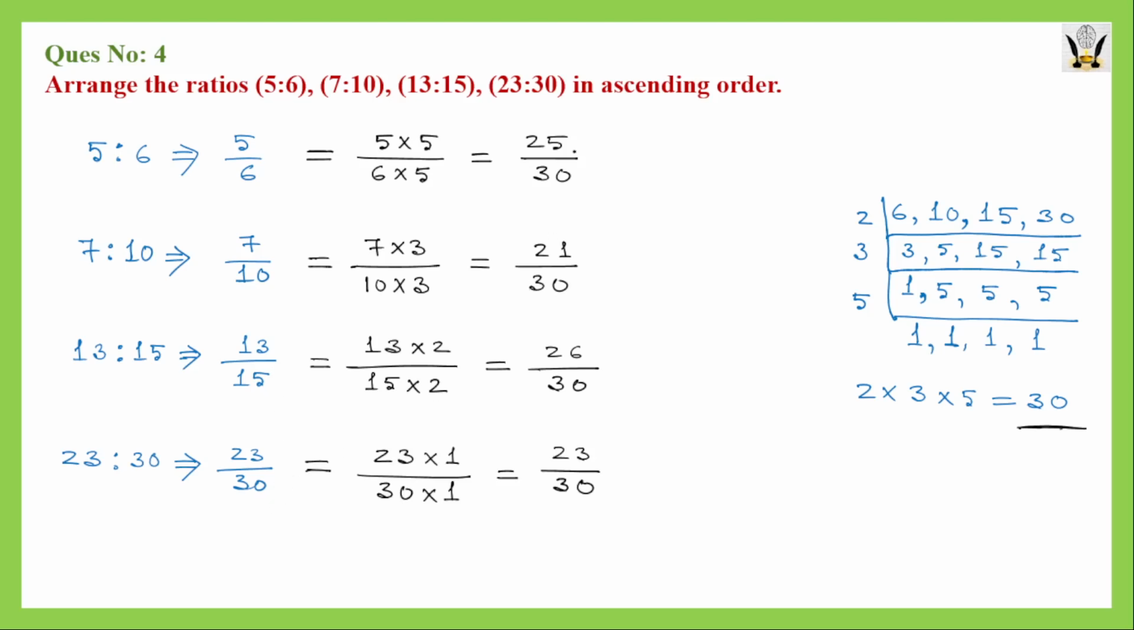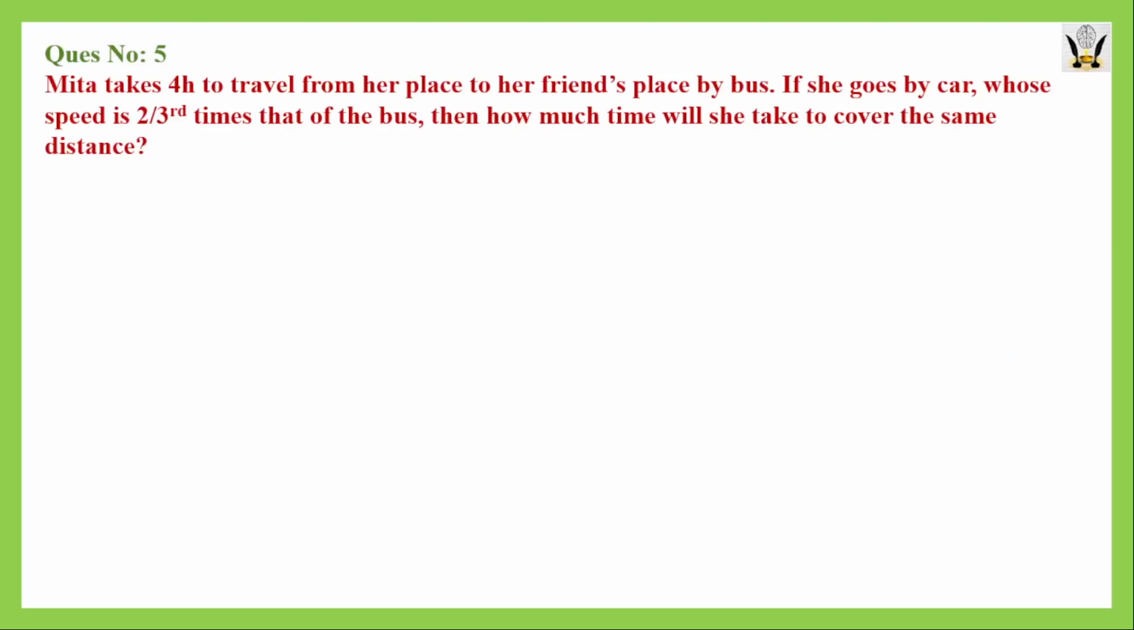Now if we look at all these revised values, the denominator of all four is the same, 30. So we can easily compare the numerator values, and based on that we can arrange them in ascending order. And if we do so, this will be the ascending order of all the ratios that were given. Now the next one, and the last one.